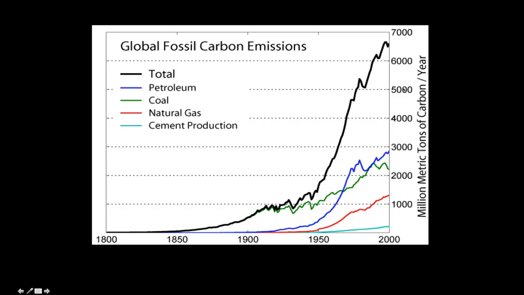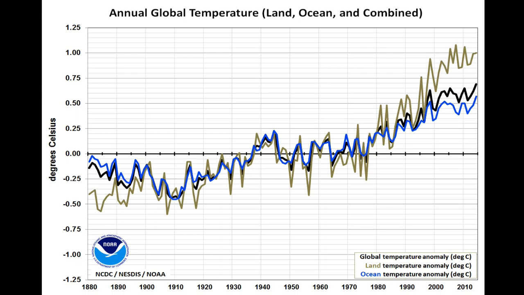Here's another great case, 0, 2,000, 4,000, 6,000. We don't need to label every single one, right? And we would all understand the pattern there.